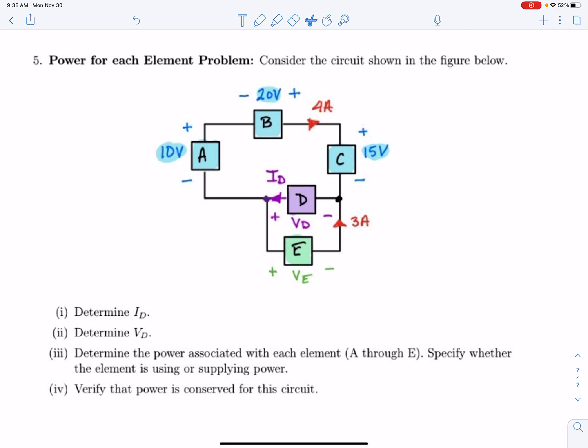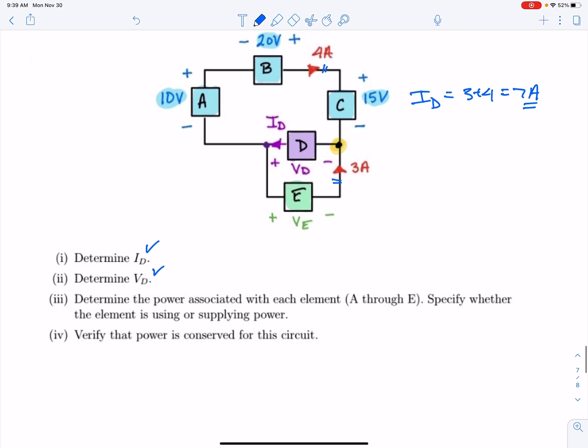All right, so first of all, we're noticing that the question asks for current ID and voltage VD. For current ID, I'm looking at a KCL equation. I have this gold node highlighted, and I can look at the sum of currents going into the node is equal to the sum of currents going out. ID is coming out, so I'll put that on the left side of the equation. Then I have two currents coming in, 3 amps and 4 amps. So 3 plus 4, and I get 7 amps for ID.